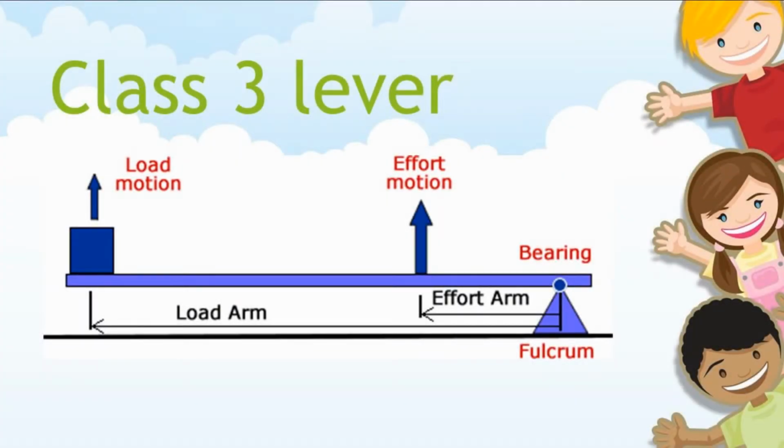The last type is Class 3 lever. It has the effort between the load and the fulcrum. Both the effort and the load are in the same direction. Note that the length of the load arm goes all the way to the fulcrum and is always greater than the length of the effort arm in a Class 3 lever. Also, load in a Class 3 lever moves in the same direction as the effort.